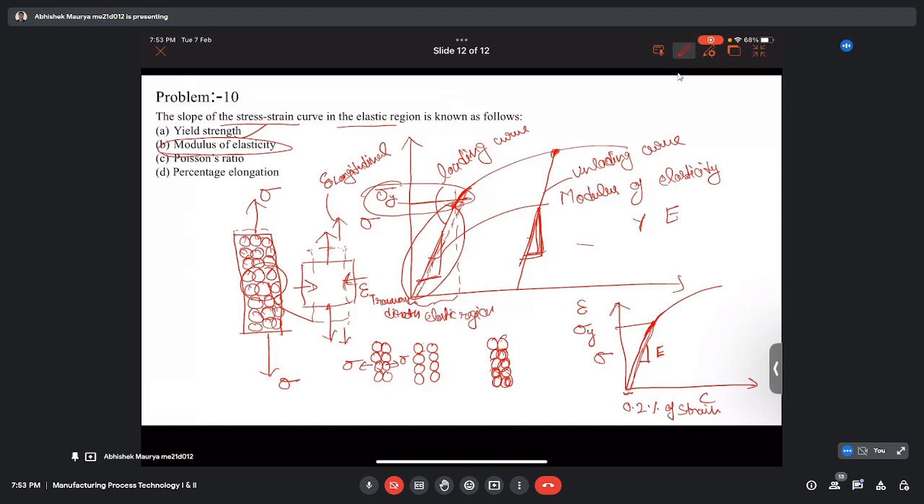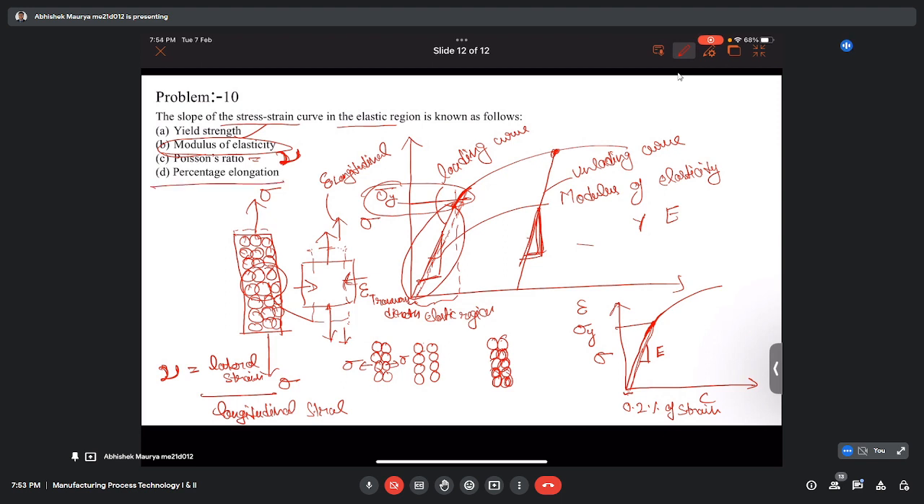So Poisson ratio is denoted by nu, this symbol is called nu. So Poisson's ratio is denoted by lateral strain or transverse strain upon longitudinal strain. That is the Poisson ratio.